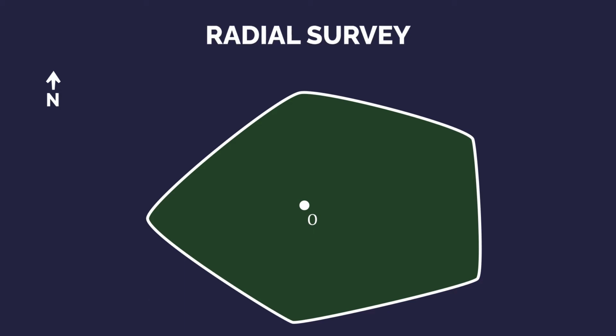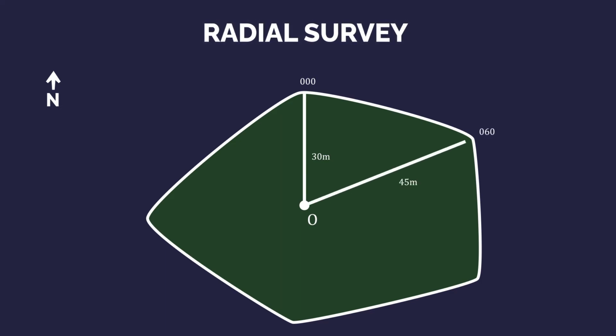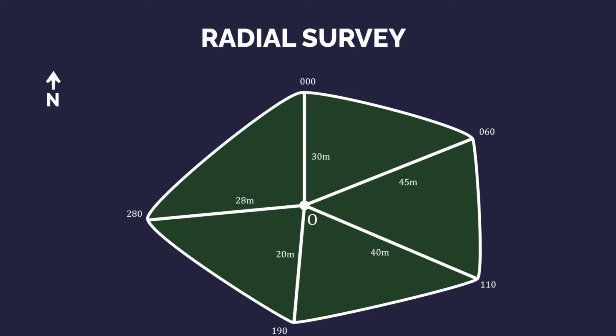Facing true north, you have a friend walk to the edge of the field with the tape measure and measure the distance to be 30 meters. You then turn so your bearing is 60 degrees from true north and measure the distance: 45 meters. At 110, the distance is 40 meters, 190, the distance is 20 meters, and finally at 280, the distance is 28. We can display these relationships in a table like this.